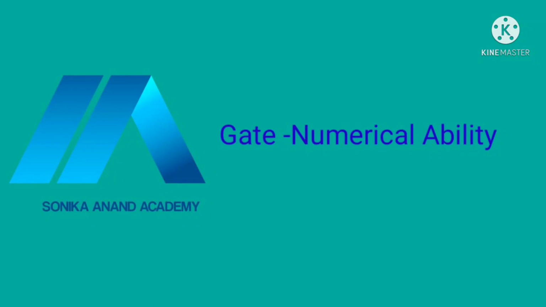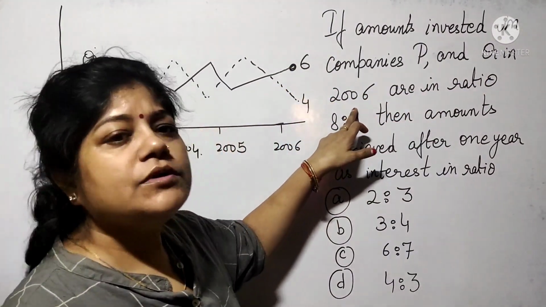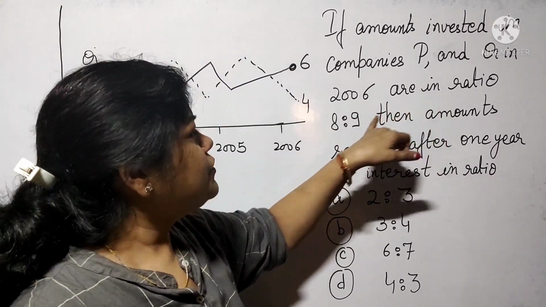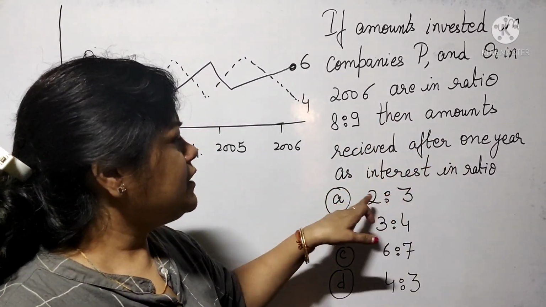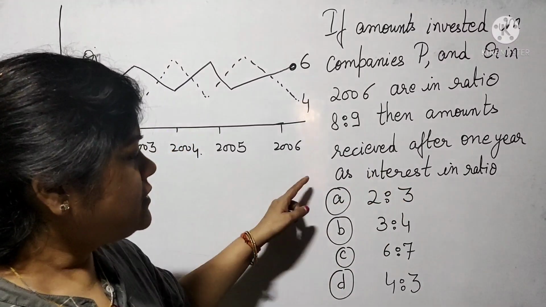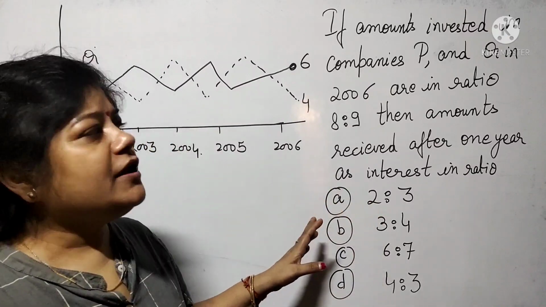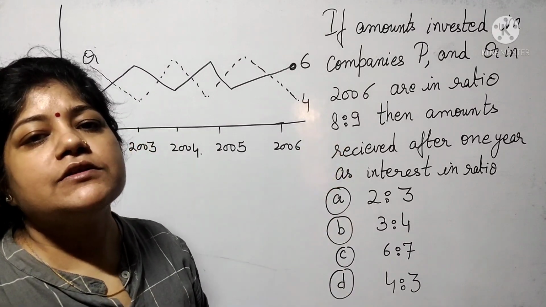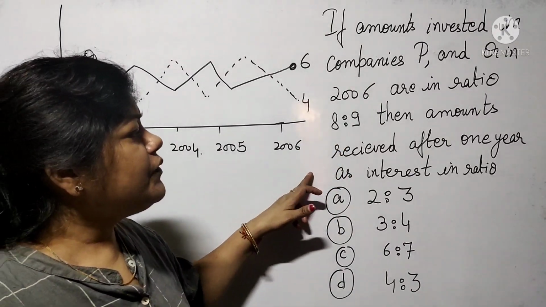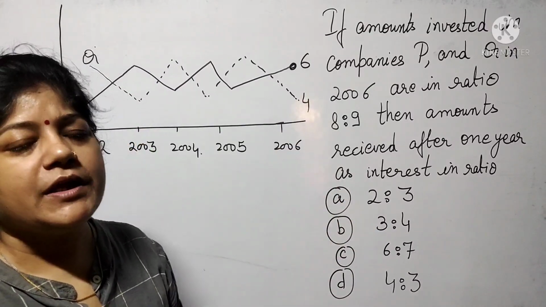Those are 16 question number 6. If the amounts invested in companies P and Q in 2006 are in ratio 8:9, then amounts received after 1 year as an interest is in the ratio. That means a man invested his money in two companies P and Q according to the ratio of 8:9. And we have to find the ratio of interest received by that man from the different companies.